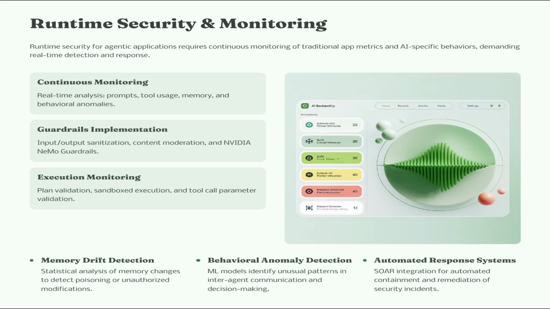By employing statistical analysis to detect memory drift, we can identify unauthorized modifications, while machine learning models assist us in spotting unusual patterns in communication and decision-making. Lastly, integrating automated response systems ensures that any security incidents are swiftly contained and remediated.